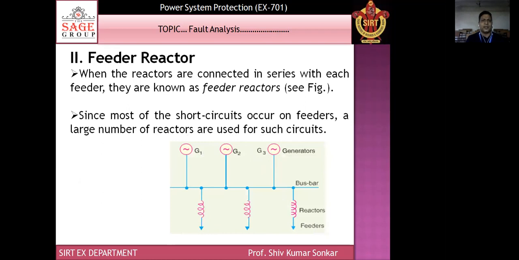Second one, feeder reactor. When the reactors are connected in series with each feeder, they are known as feeder reactors, as shown in the figure. Since most short circuits occur on feeders, a large number of reactors are used for such circuits. This is the feeder reactor.